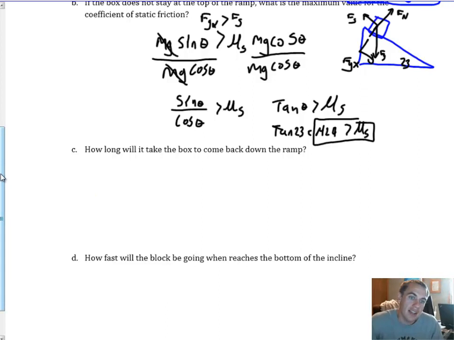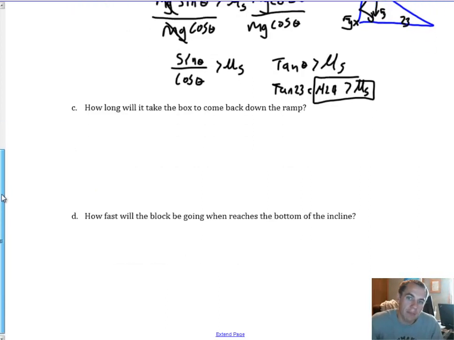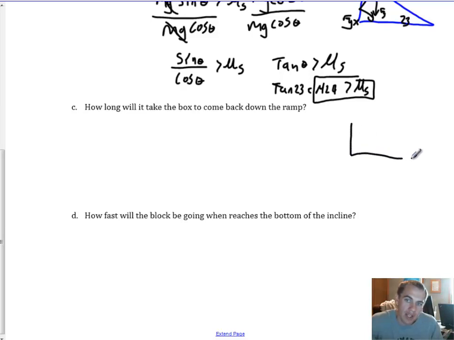Okay, C says, how long does it take for the box to come back down the ramp? Now, it's tempting to try to use all the same information that you have already, but you have to pay attention to what's going on, right? The block is at the top of the ramp. It's going to slide back down the ramp.